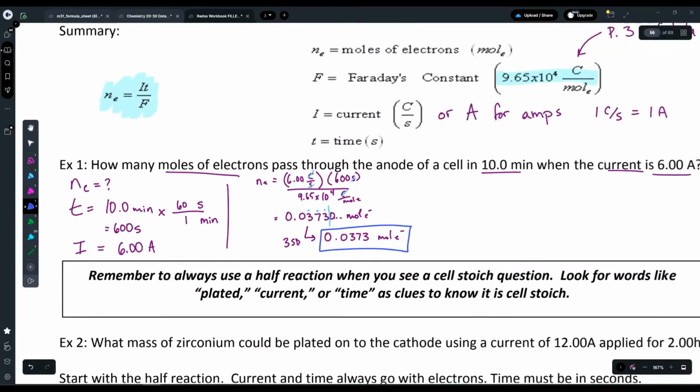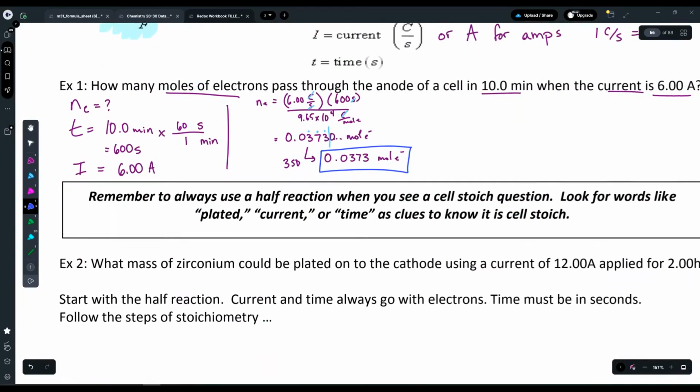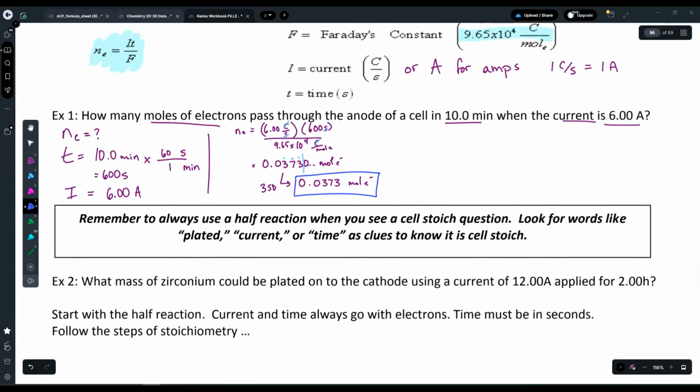All right. So for these types of questions, in order to identify them, what you're looking for is words like plated, current, or time. That is your clue that this is going to be a cell stoich question if you see one of these words in the question.